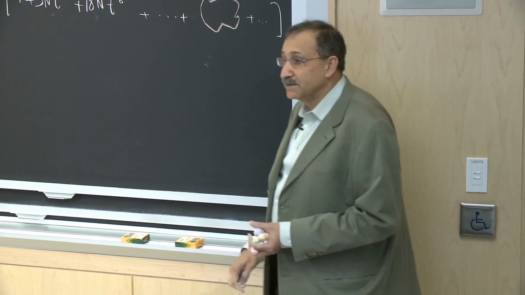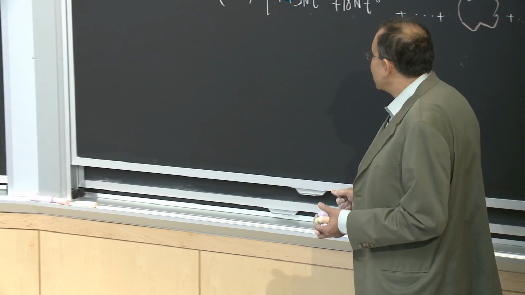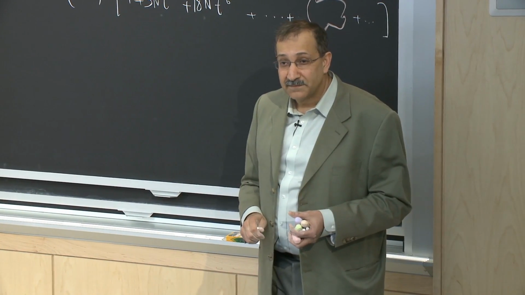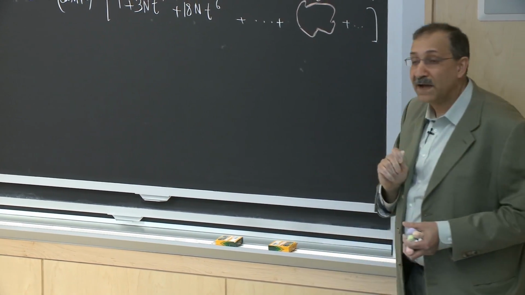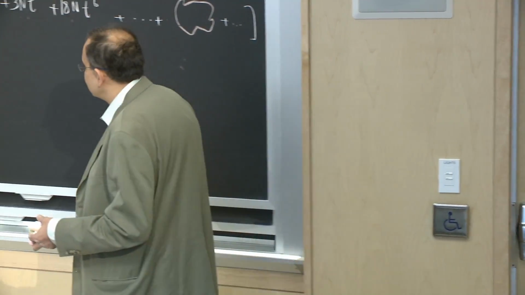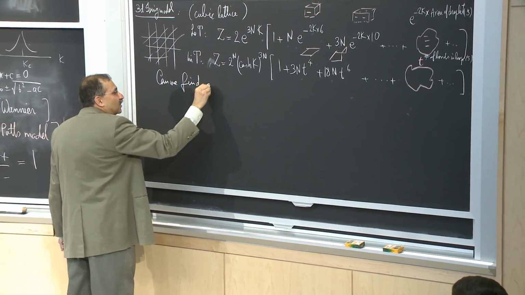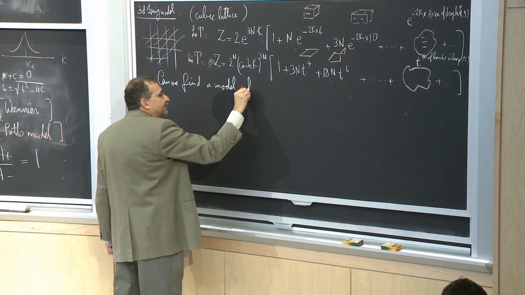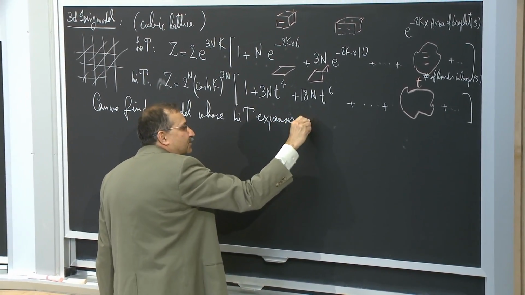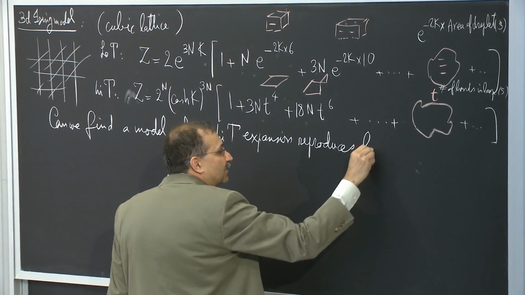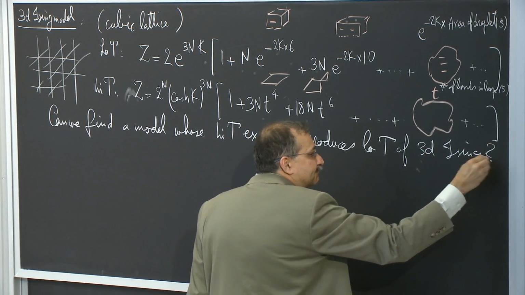But you say, I really like this. So maybe I'll phrase the question differently. Can I consider some other model whose high temperature expansion reproduces this low temperature expansion of the Ising model? So this is the question. Can we find a model whose high T expansion reproduces low T of the 3D Ising model?